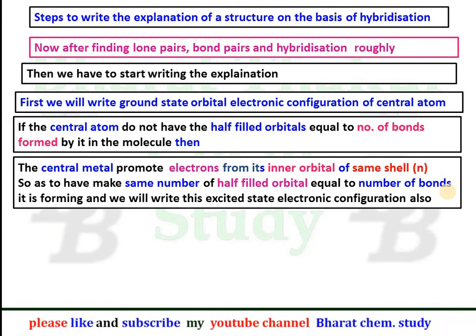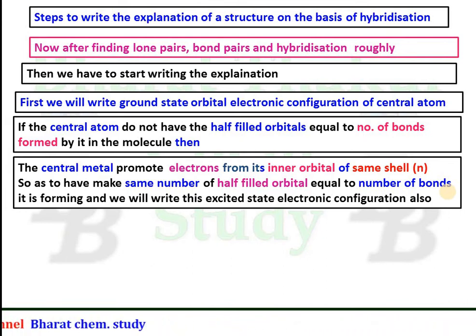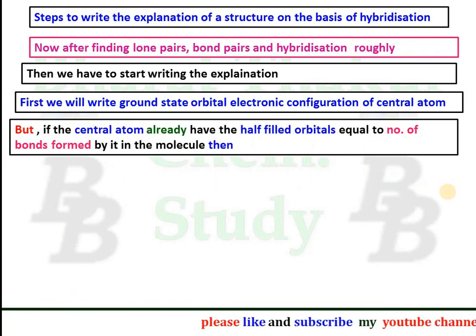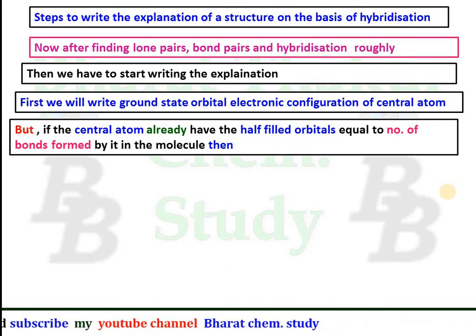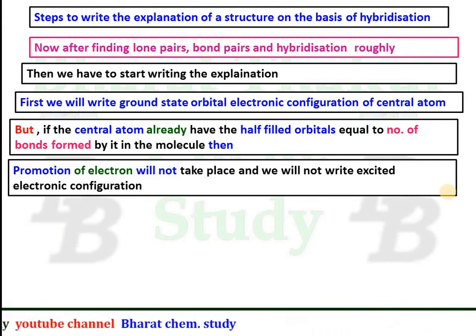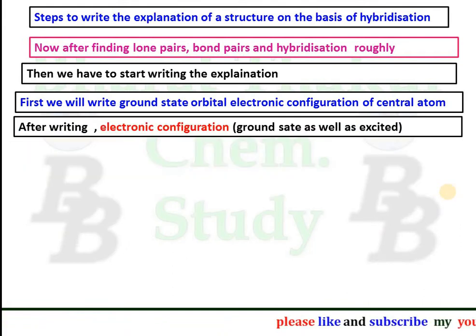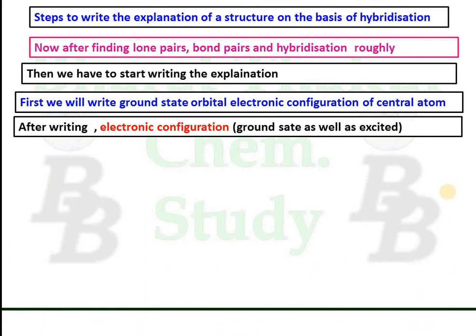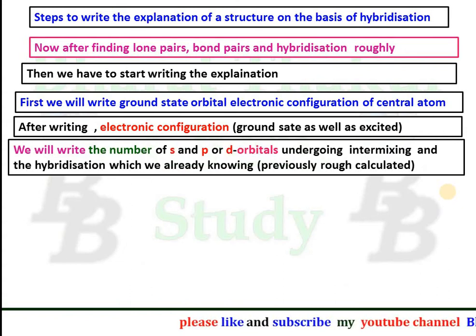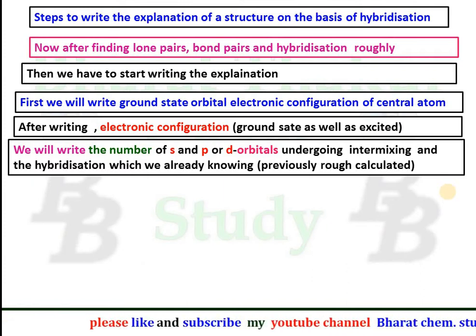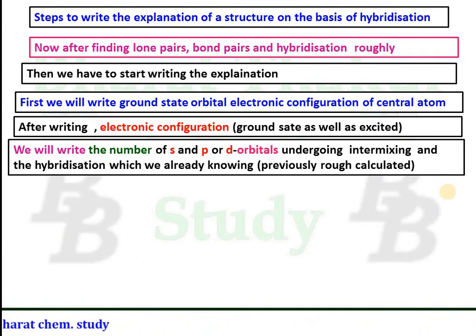Then we will write its excited state electronic configuration after the promotion of the electron. But if the central atom already has half-filled orbitals equal to the bonds formed by it in the molecule, then promotion of electron will not take place and we will not write the excited state electronic configuration. After writing the electronic configuration, ground state as well as excited state if present, we will write the number of s and p or d orbitals undergoing hybridization, which we already know previously by rough calculation.